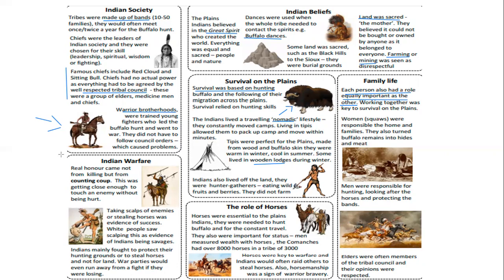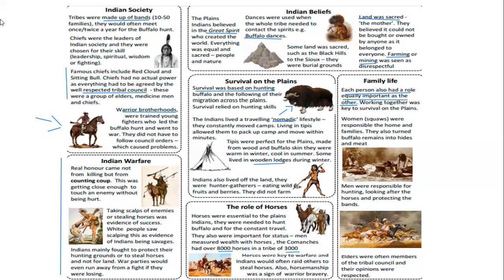Warfare, I'm not going to talk about in this one, but warfare is very important, which we'll talk about in a later slide. But the role of horses was vital to their nomadic lifestyle. So horses were essential. They were needed to hunt buffalo and for the constant travel. And they were also important for status. So Native American men measured their wealth with their horses. So the Comanche tribe had over 8,000 horses in a tribe of 3,000 men. So it is important for the status and wealth.